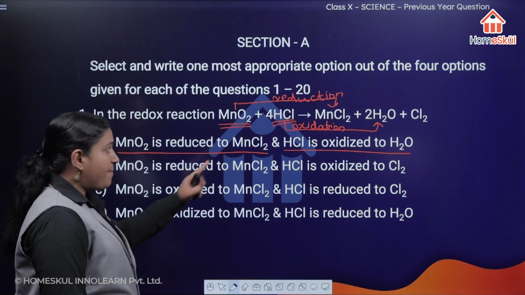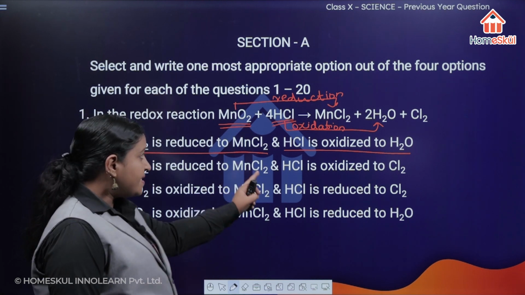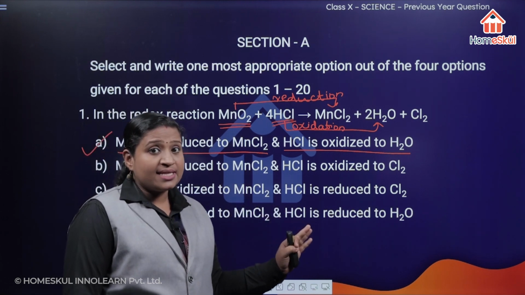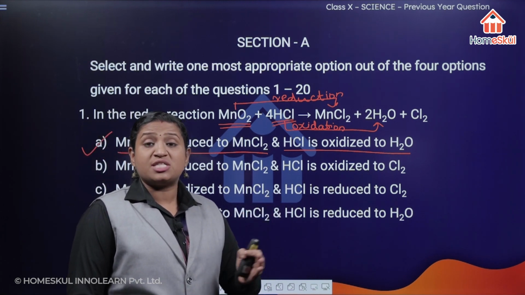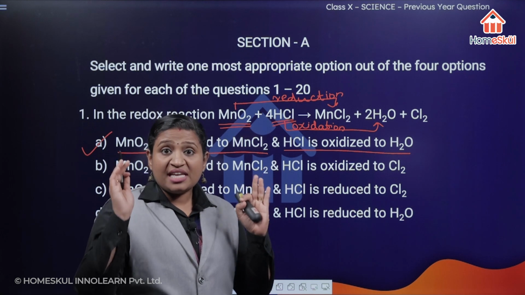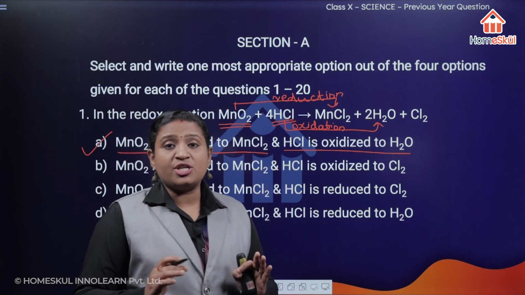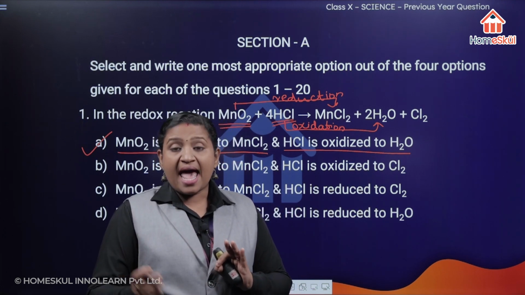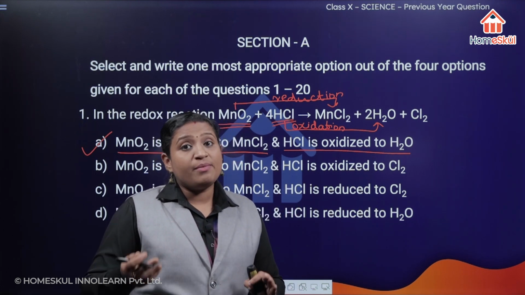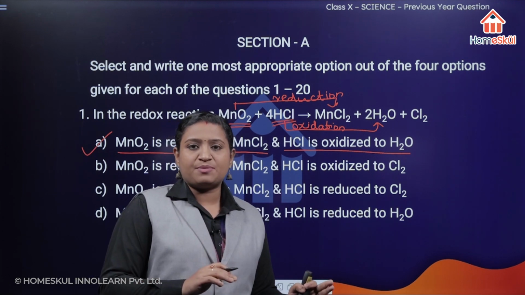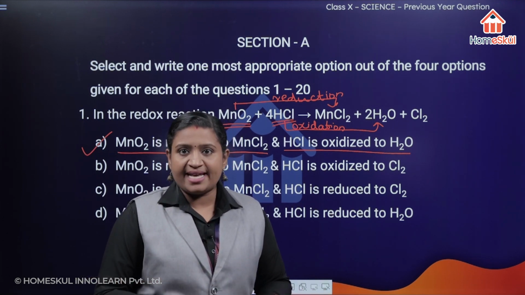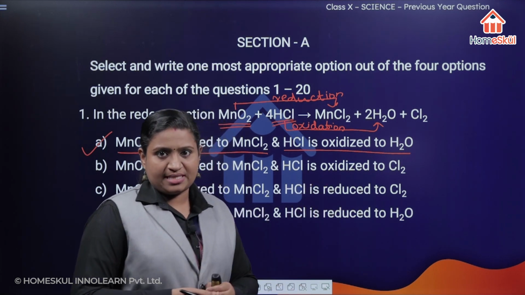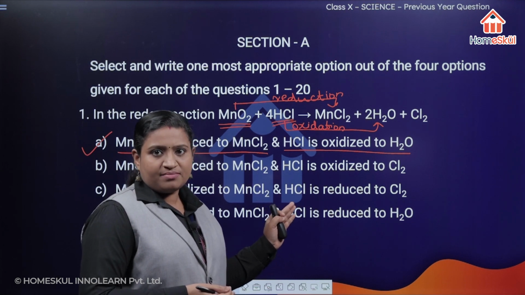MnO2 is reduced to MnCl2 and HCl is oxidized to H2O. So, from this question, it is very clear that the section oxidation reduction is very important. When you are given a chemical reaction, you should be able to recognize oxidation and reduction processes, and from the reactants, you will be able to choose the oxidized substance, reduced substance or the agents. Okay, so that you will be able to score marks for such questions. I hope this question is clear, isn't it?